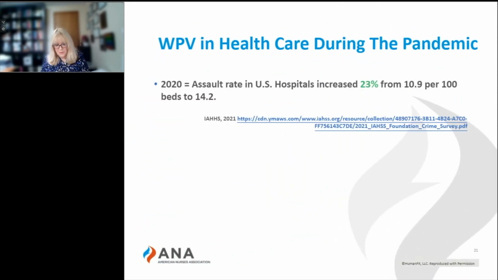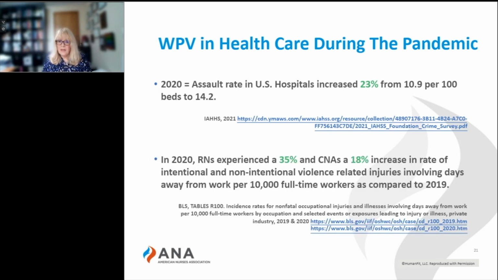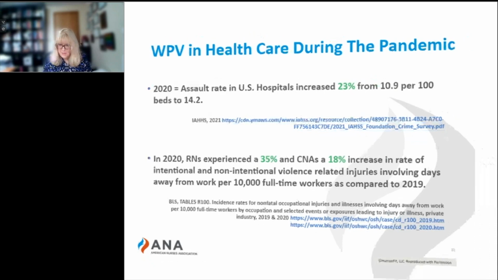What's happened with workplace violence during the pandemic, I'm sure most of you are aware, and this is not surprising, it has increased. One fairly small study said it had increased in 2020 as compared to 2019 by 23%. When we look at the Bureau of Labor Statistics and compare our rates of intentional and non-intentional violence between 2019 and 2020, our nurses experienced a 35% increase and CNAs an 18% increase in acute care and long-term care. So you see how significant this is.